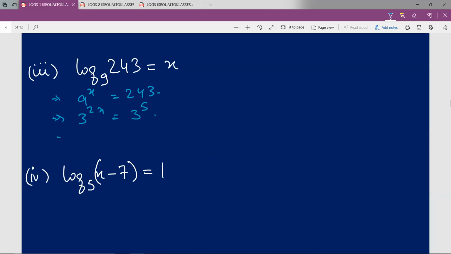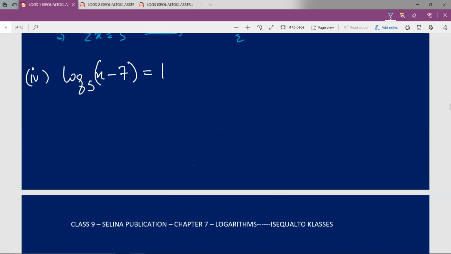Now, as I've said repeatedly, if the bases are the same on both sides, that is LHS and RHS, the powers will be equal to each other. So 2x will be equal to 5. And I can write this as x is equal to 5 upon 2, because the 2 that is present in the LHS moves to the RHS and divides the 5. Now this fraction is not divisible, so I'll leave it as it is. Don't try to do any R&D, research and development, on it. And move on to the next question, which is the fourth subpart.